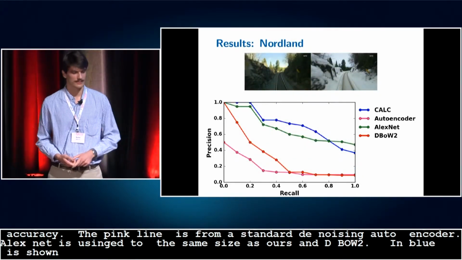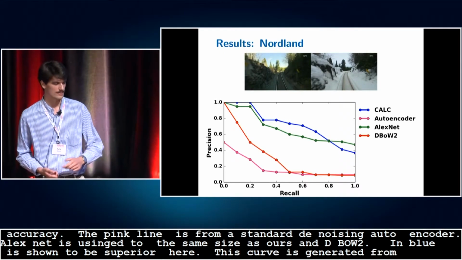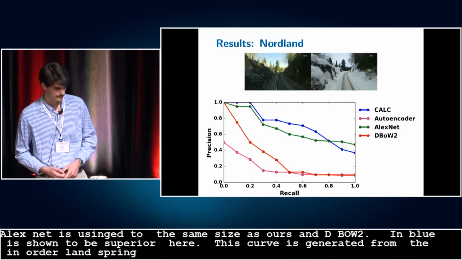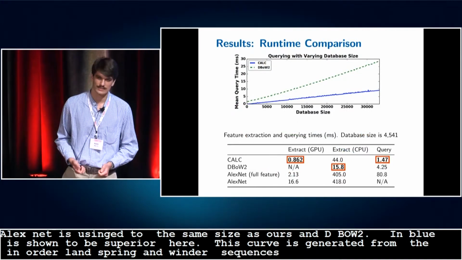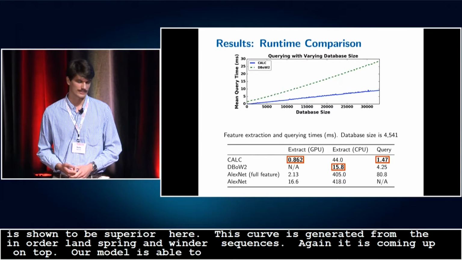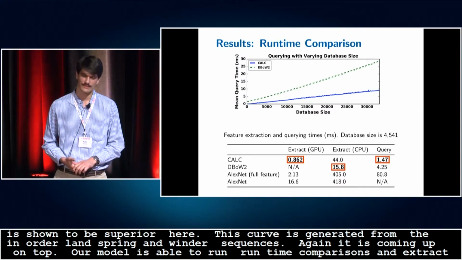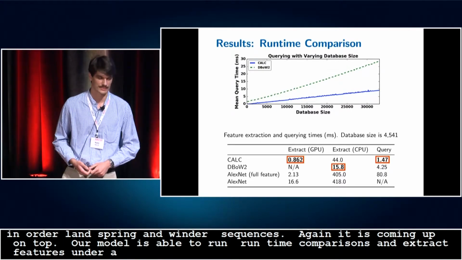This curve is generated from a subset of the Nordland winter and spring sequences. Again, our method is coming out on top. Our model is lightweight enough to outperform benchmark methods in a runtime comparison. We can extract features in under a millisecond on a cheap graphics card, and image matching is faster than that of DBoW2 for any size search space.